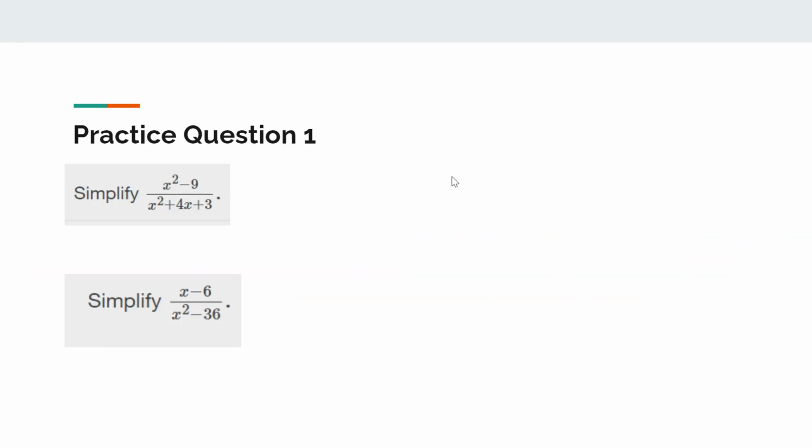So let's do some practice questions. The first one is simplifying rational expressions. The first question asks you to simplify (x² − 9)/(x² + 4x + 3). And the second one asks you to simplify (x − 6)/(x² − 36). I'll give you, let's say, 30 maybe 40 seconds to work on just simplifying these two, starting from now.